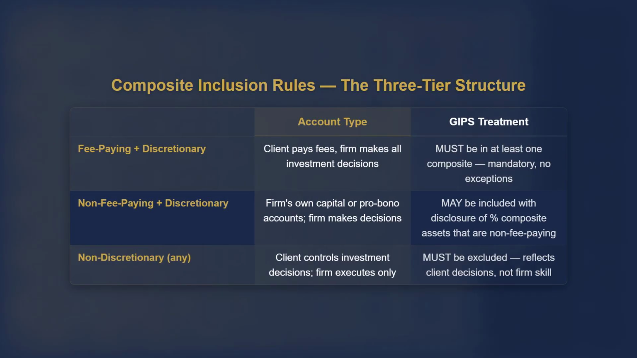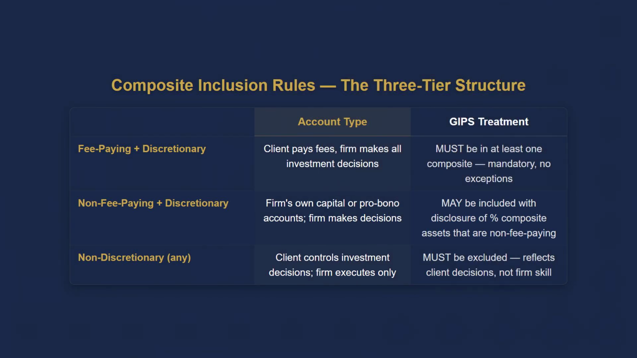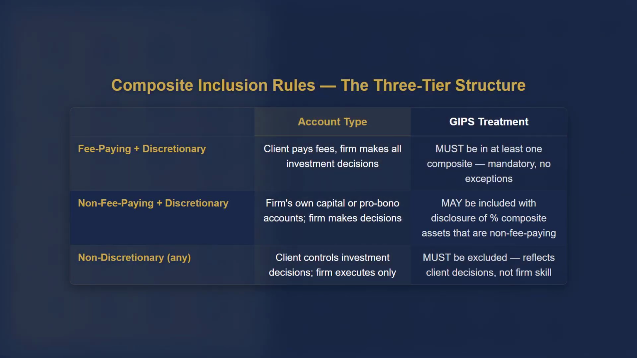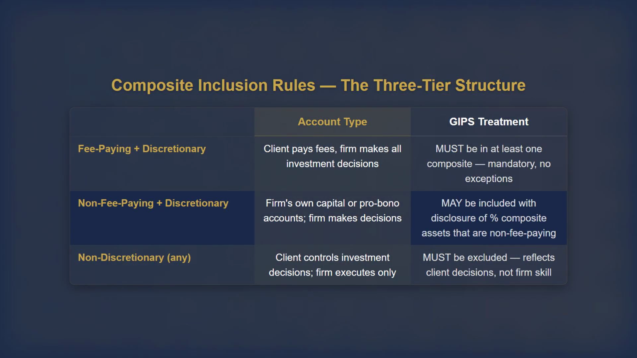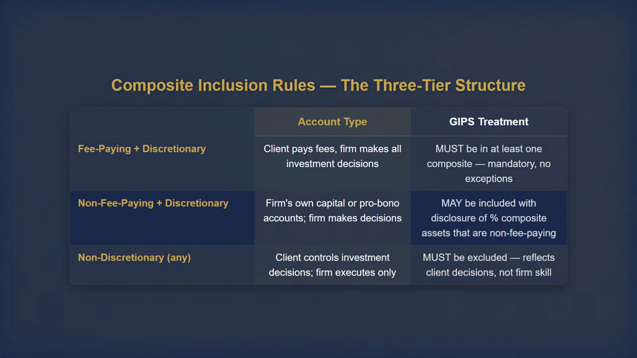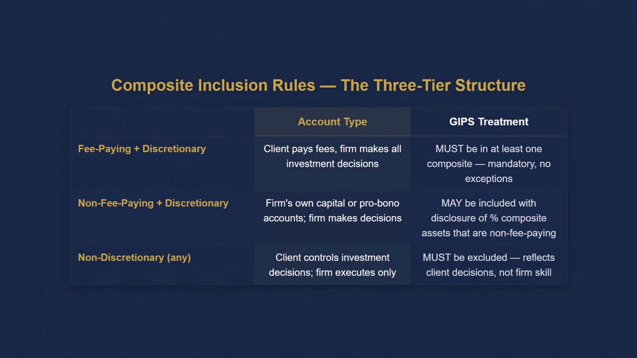Let's build the complete composite inclusion table, because the exam loves to test the 3-tier structure. Fee-paying and discretionary must be included, no exceptions. Non-fee-paying but discretionary, like the firm's own proprietary capital, may be included if you want, but you must disclose the percentage of composite assets that are non-fee-paying. Non-discretionary, where the client makes the decisions, must be excluded. Including it would distort the composite.